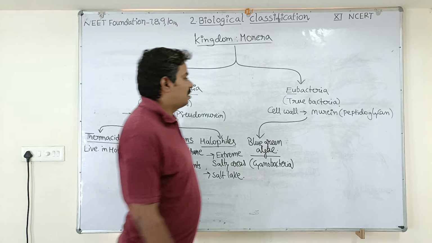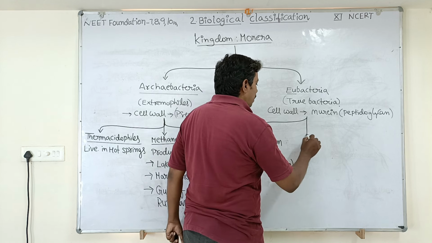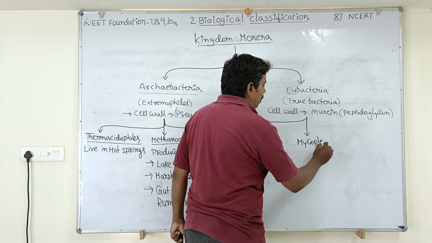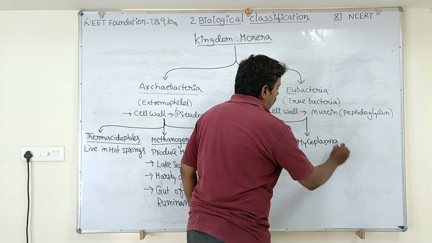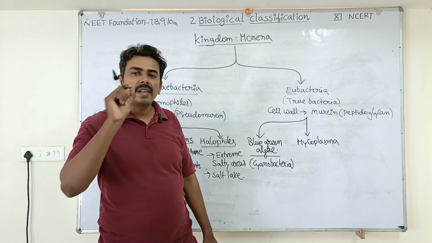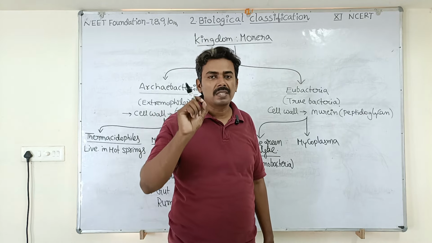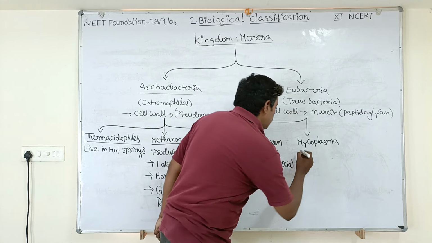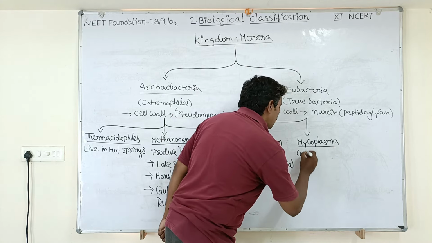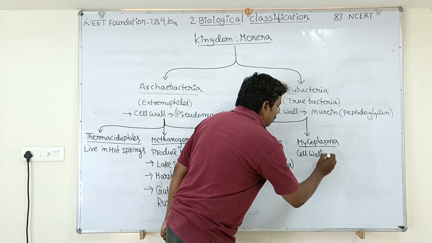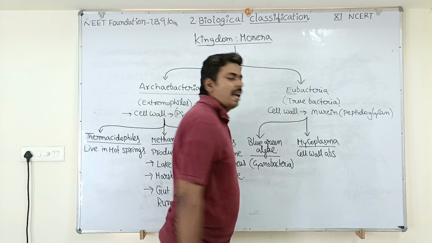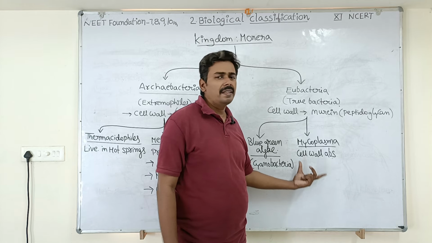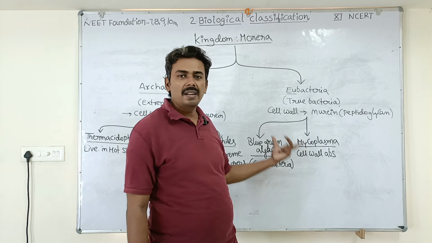Next, the second group of eubacteria are mycoplasma. Mycoplasma are the smallest bacteria which do not have a cell wall. In these bacteria, the cell wall is totally absent. This is one of the important characters of mycoplasma, and these bacteria cause diseases in plants and animals.